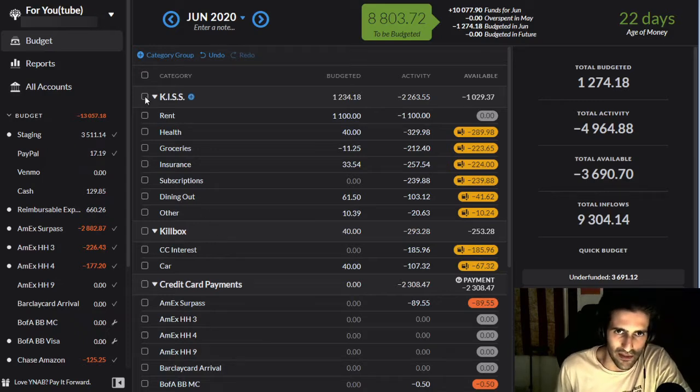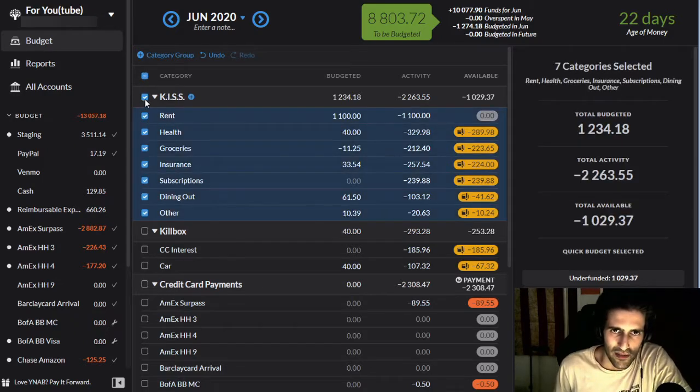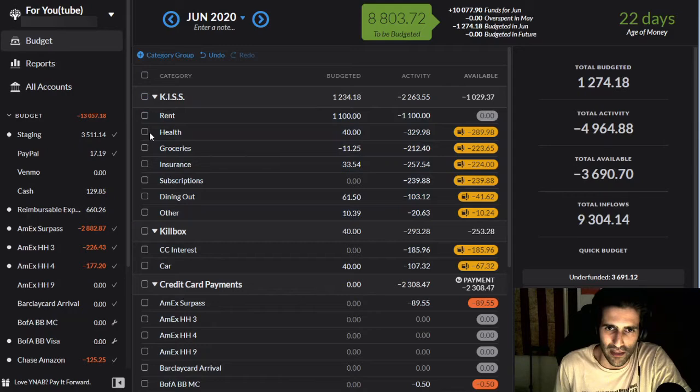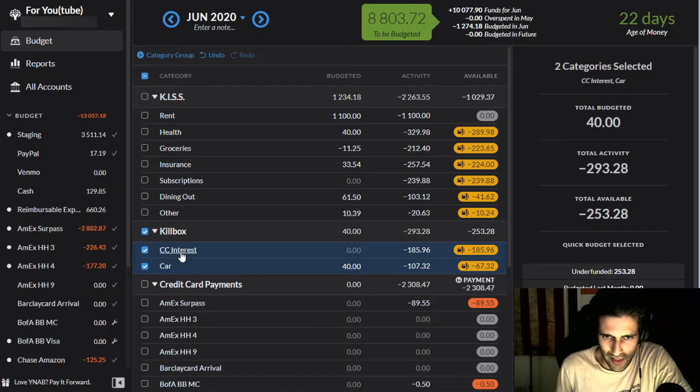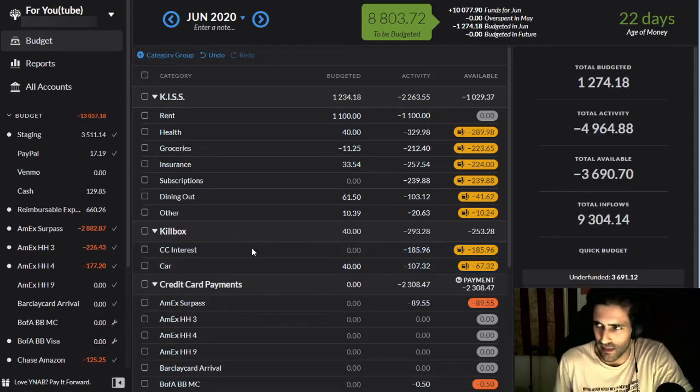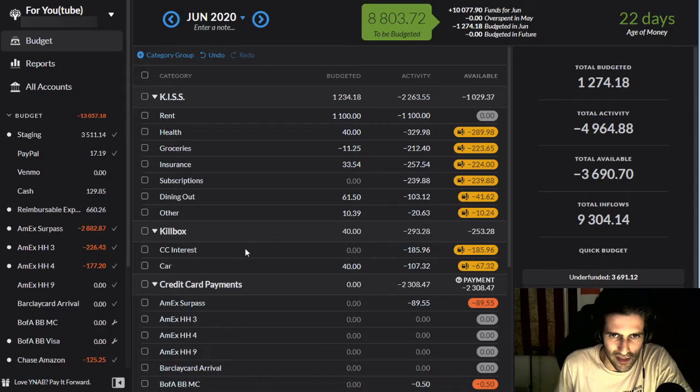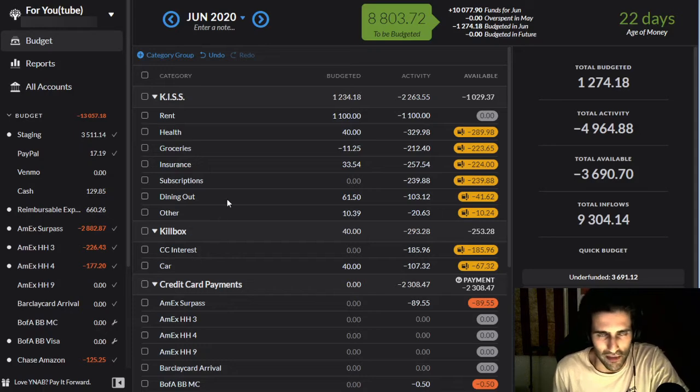So now we have a KISS category, which stands for Keep It Simple, Stupid, right? I think you've heard of that before. And then we have a kill box. In the kill box are expenses that I'm going to get to zero. They are going to be zero sooner or later. That's why they're in the kill box, and that's all that there is, right? So great. It's not really going to change anything in terms of the income statement or anything like that, but that's what we're going to be working with.